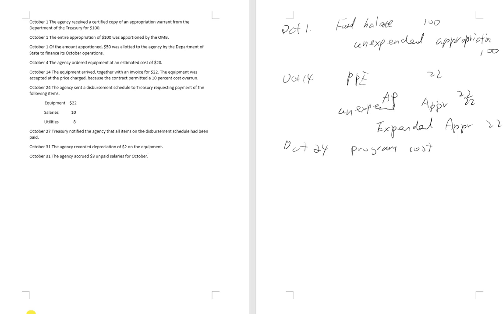Right, program cost, to be more specific, we have salary, that is 10, right? And utility, $8. The total program cost 18. And also we're going to reduce our accounts payable, which is from October 14th, 22. And we credit the request of payment, the disbursement in transit, $40.